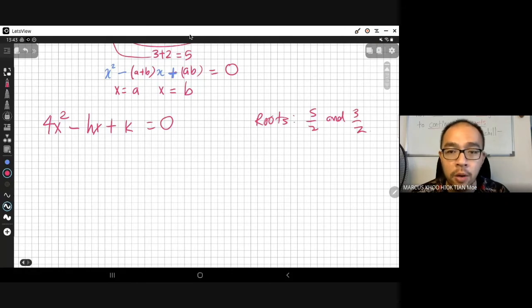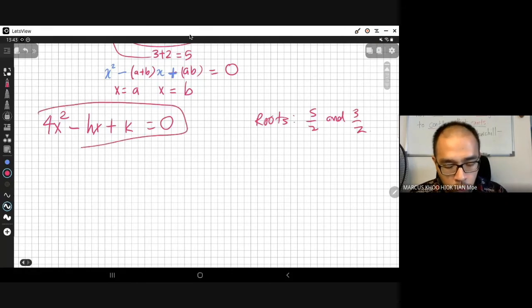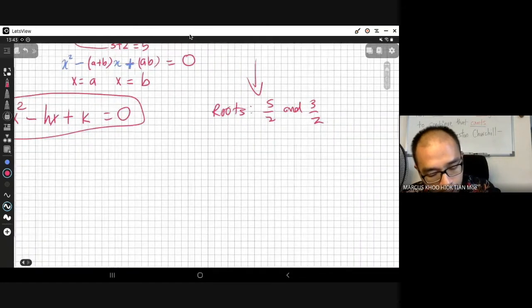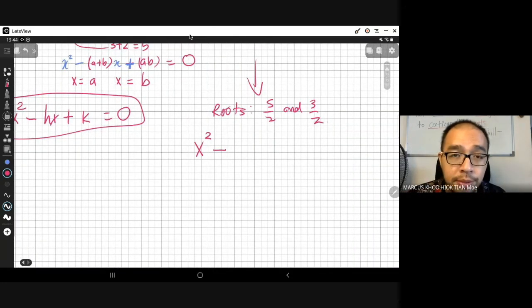Now kita jangan dulu tengok ini. Kita stop dulu. Kita buat dulu apa yang kita boleh buat. We can form the quadratic equation. We form dulu. So x squared minus, what is the sum of the roots? 5 per 2 tambah 3 per 2.